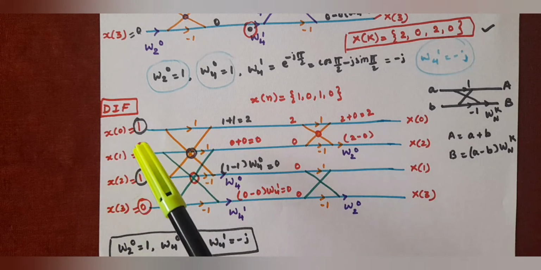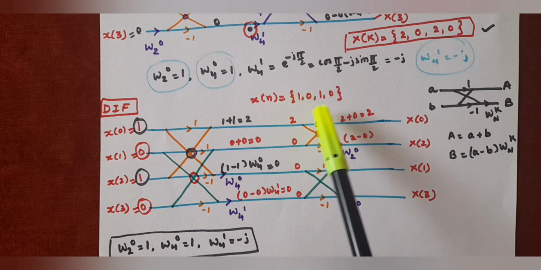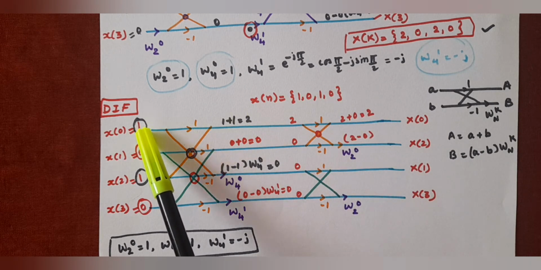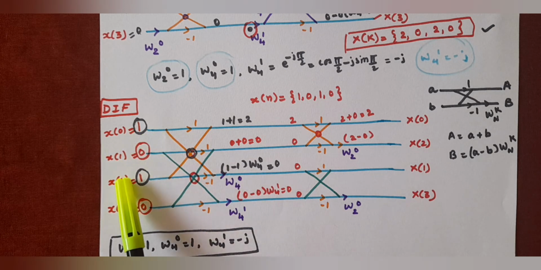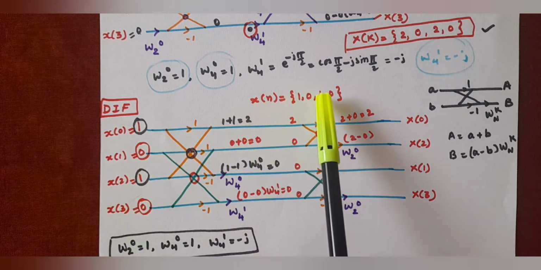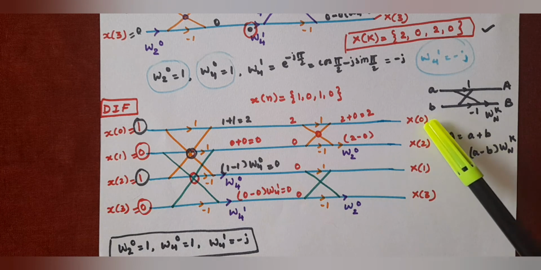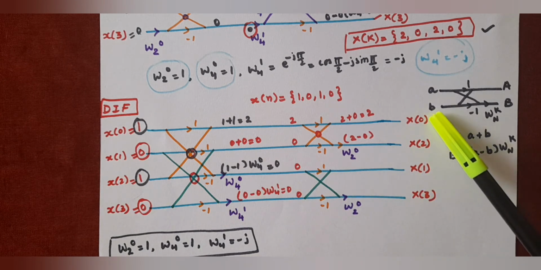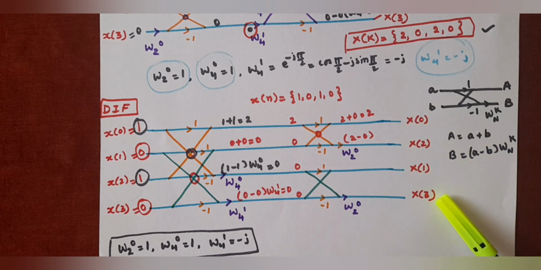Okay, this is the DIF flow graph which you have drawn. The x of n is 1 0 1 0 in DIF. The input is in the natural order, so I have written x of 0, x of 1, x of 2, x of 3 and its value is 1 0 1 0 as given in the sequence. And coming to the output variables, they are bit reversed. So capital X of 0, capital X of 2, capital X of 1 and capital X of 3.